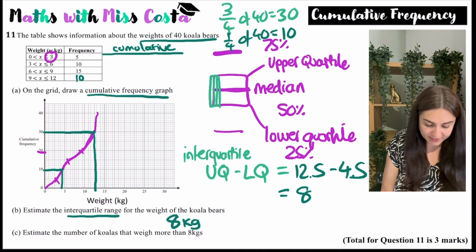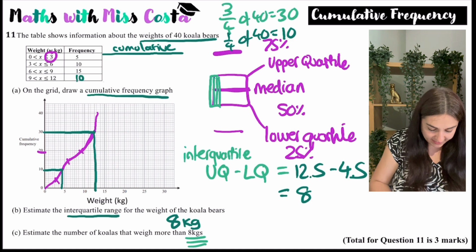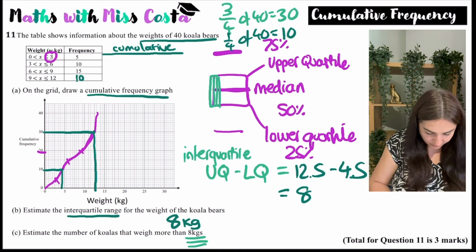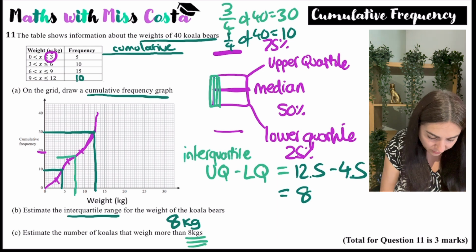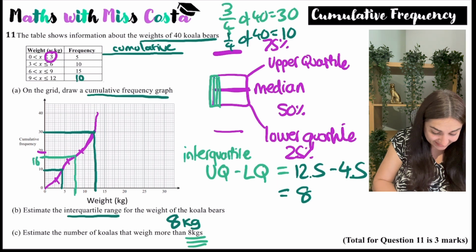The next part of the question is saying estimate the number of koalas that may weigh more than 8 kilograms. So I'm going to use the other axes now, the weight axes, and I'm going to just mark a point at, that would be 7.5, so 8 is just going to be here. And then I go and I read across, and that is about 16.